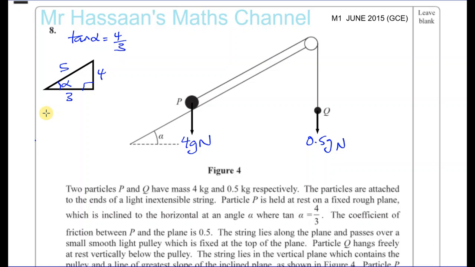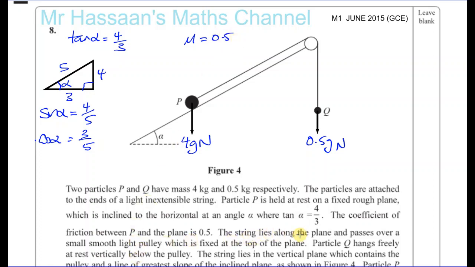Now, that would mean that the sine of alpha, which we're going to obviously have to use when we're resolving the forces, is going to be opposite over hypotenuse, which is 4/5. And the cosine of alpha is going to be adjacent over hypotenuse, which is 3/5. We're going to have to use these, so that's why I'm writing this down. The coefficient of friction between P and the plane is 0.5, so the coefficient of friction is 0.5.